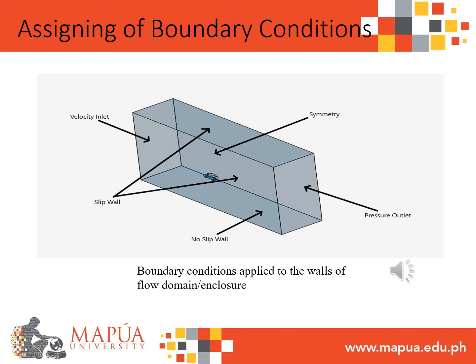We will now assign boundary conditions. Boundary conditions are conditions we use to solve for the dependent variables along the domain. In our case, those dependent variables would be the velocity and pressure. In our flow domain, we will have a total of 6 boundary conditions.